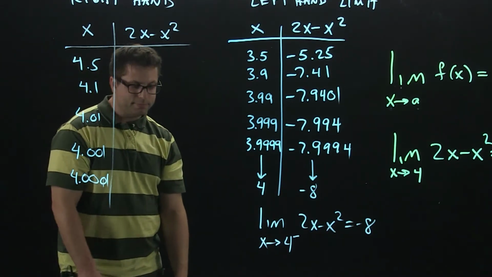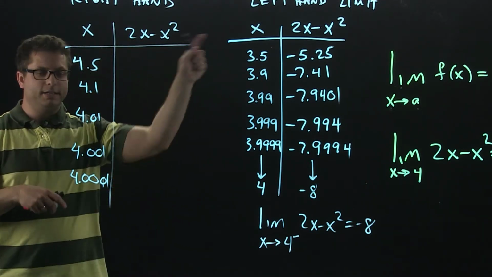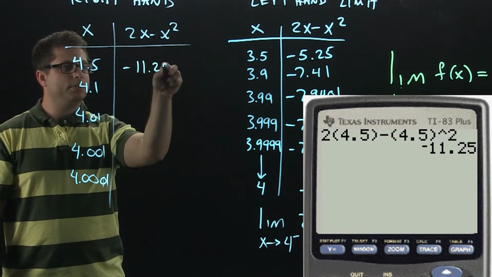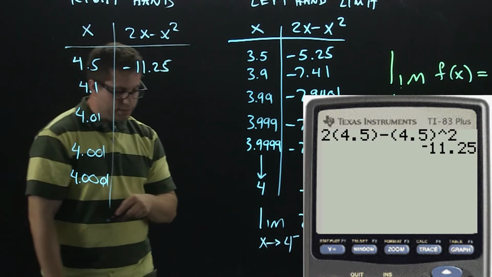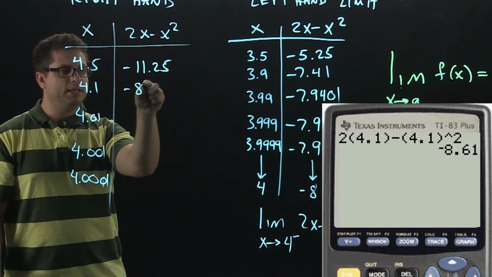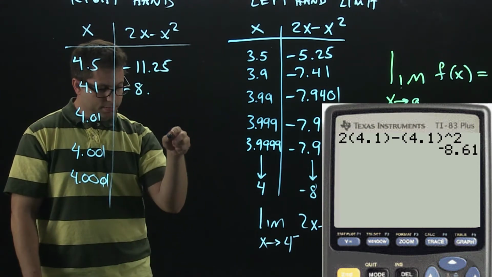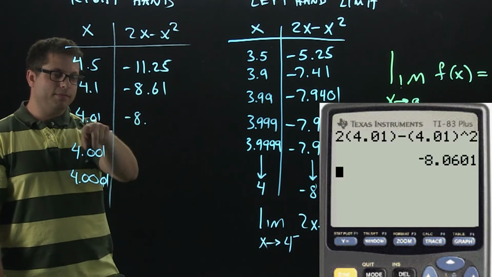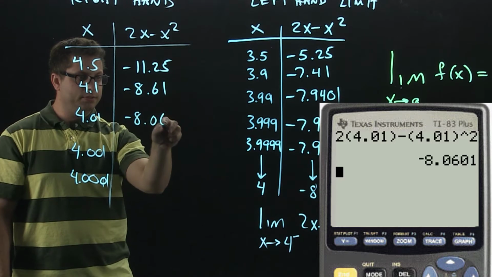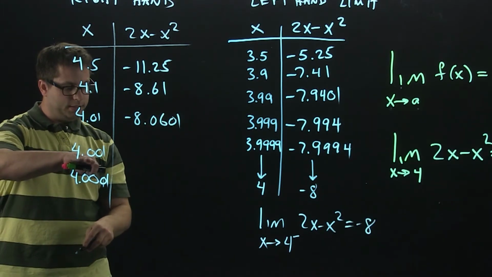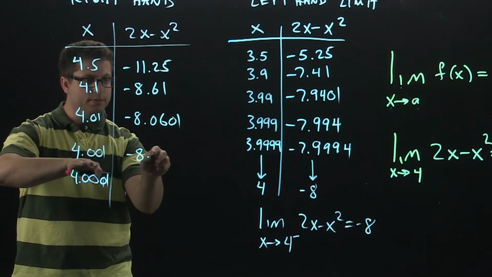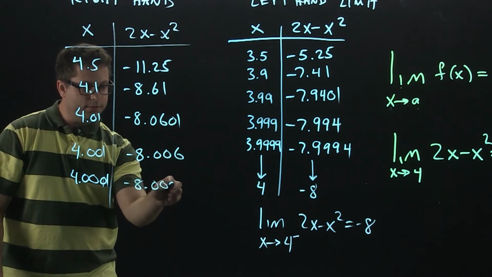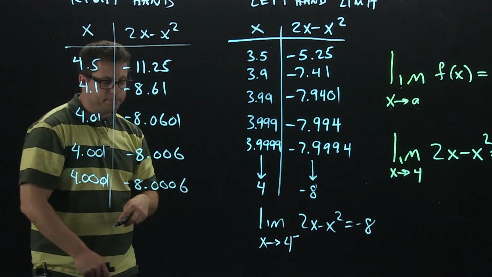All right, so 4.5 again on the calculator. Plug in 4.5, and we get negative 11.25. And then 4.1 is going to give us negative 8.61. When I plug in 4.01, I get negative 8.0601. And then I'll just finish off the table: negative 8.006 and negative 8.0006. There might be some rounding here.